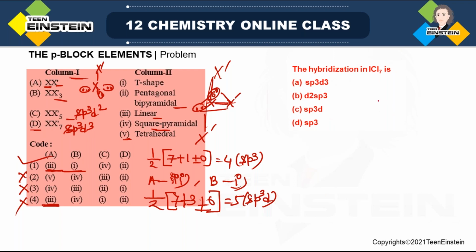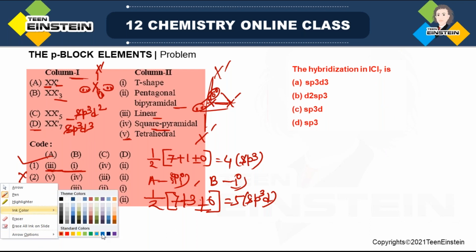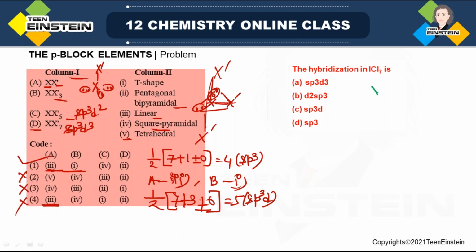Hybridization of ICl7. So this is which type? This is type X, X prime 7. Now central atom X is I, X prime is F. Okay, you have to find hybridization. That means you have to use this formula, or another way also you can do.